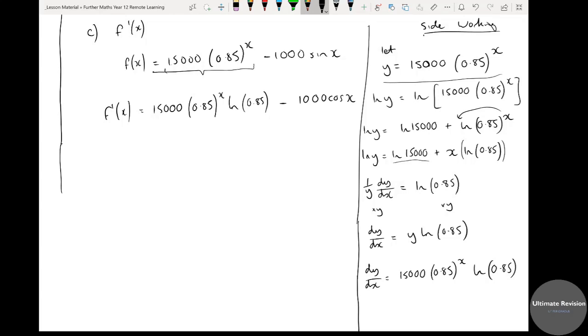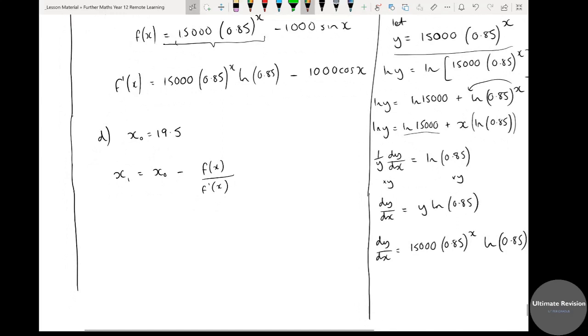Right, okay, so that's part C, and you can probably predict what I'm going to be using that for in part D. So part D, taking x0, our first approximation, as 19.5, apply the Newton-Raphson method once to obtain a second approximation. So remember, the next one is equal to the previous one minus f of x over f dash x. That was in the previous video.